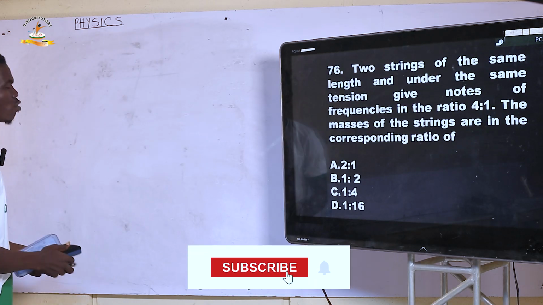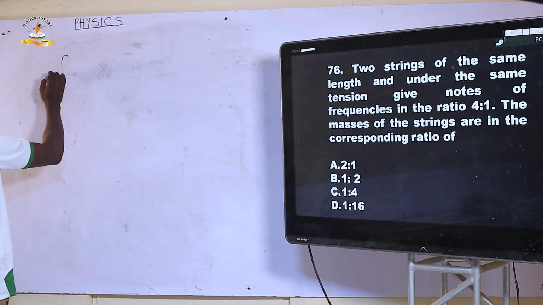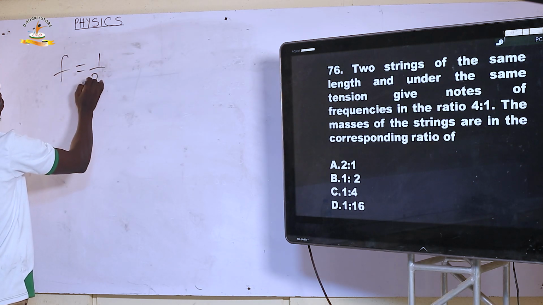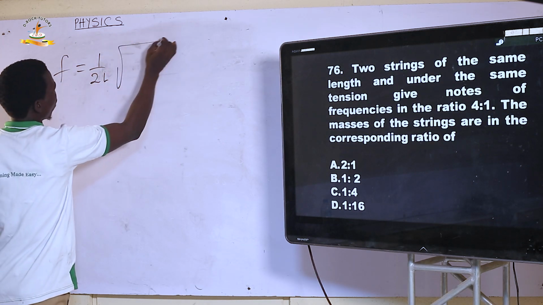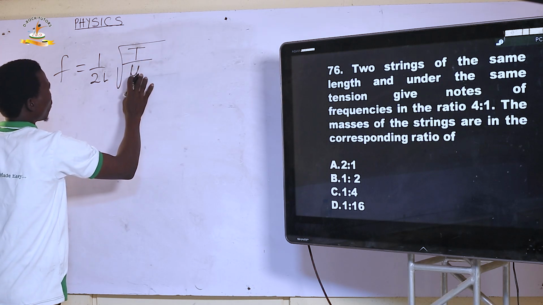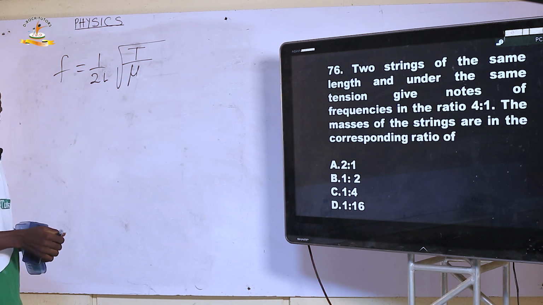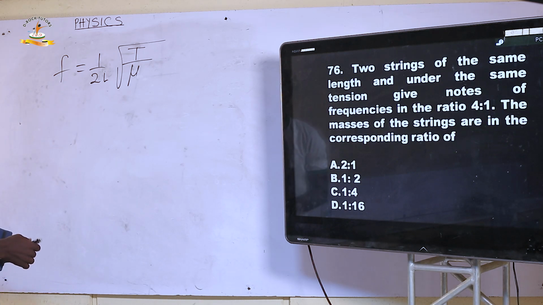Alright, let's have the string. The equation of frequency is what? F equals 1/2L square root of what? Tension over what? Specific mass, specific length rather. That is mass per unit length. We call it specific length.